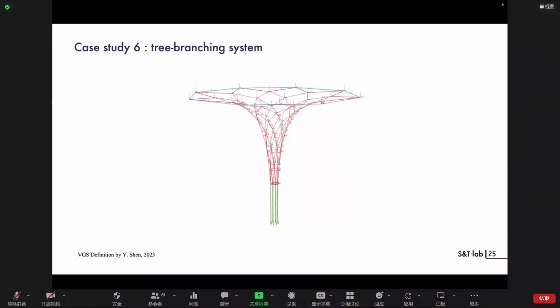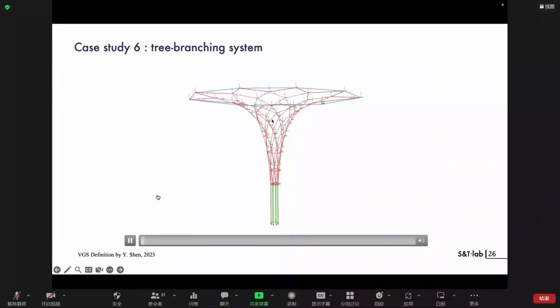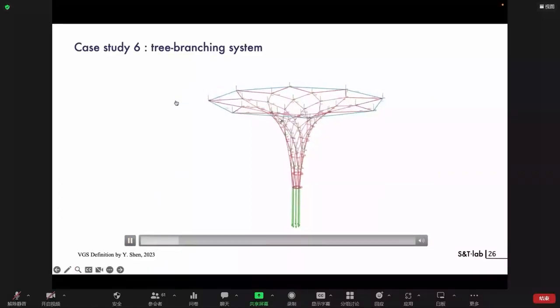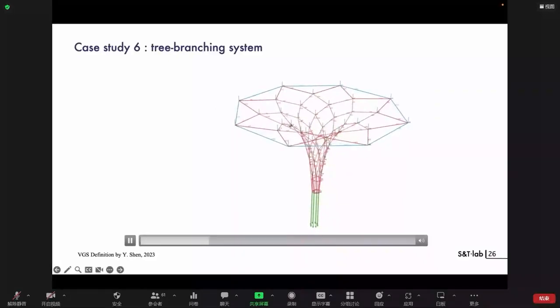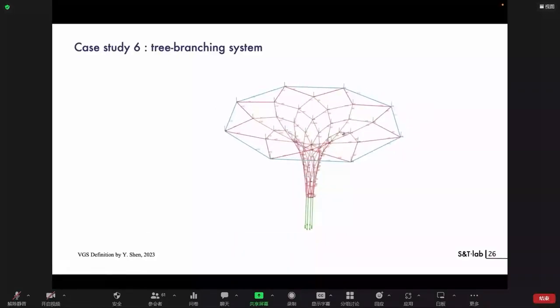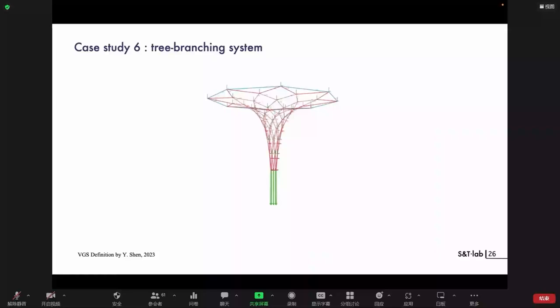Case study six, a tree branching system. That's maybe a more fun case study. It looks like a spiral, and the definition was made by Yushi Shen just for us today to show the capabilities of VGS with this kind of 3D structure made of a compression ring at the top, and made of bars in tension to bring the forces back down the structure.